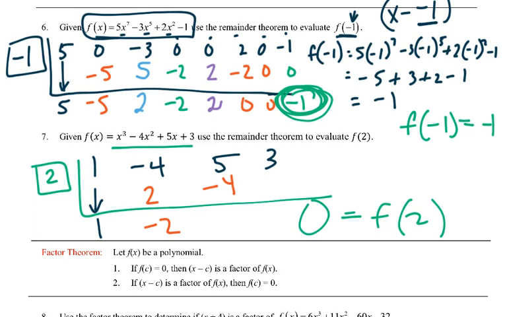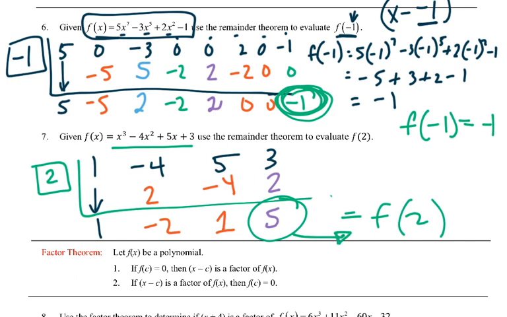5 plus -4 is equal to 1. 1 times 2, or 2 times 1, is equal to 2. 3 plus 2 is equal to 5. I don't know why I wrote my circle over here. My circle should be right here. This 5 is my remainder, and it is equal to f of 2.